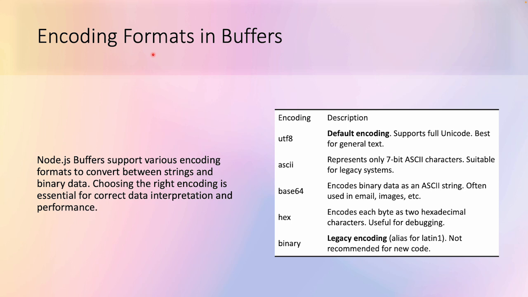So when we are storing string values in the buffer, we can define the encoding format. There are multiple encoding formats supported in the buffer. One, the default, is UTF-8, then ASCII, base64, and hex, and finally the deprecated one, binary. If we don't define any encoding format, it would be UTF-8, and we can also explicitly specify the encoding format.